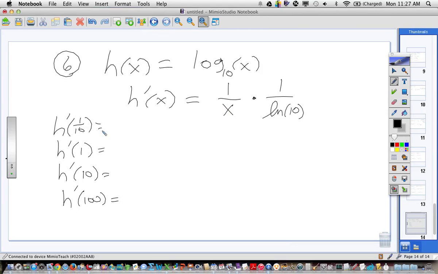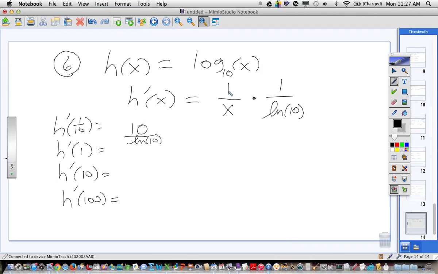So what's H prime of 1/10? 1 over 1/10, what's that? 10, times 1 over ln 10. So that'd be 10 over ln 10, which is just a number. Just leave it though. Some decimal, you could type it in and get it if you want.